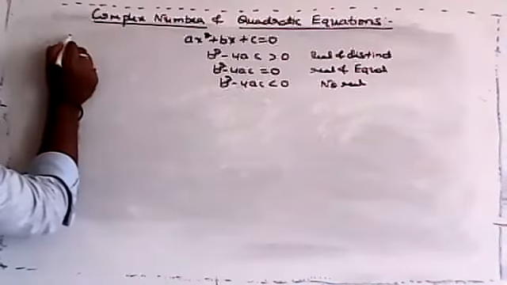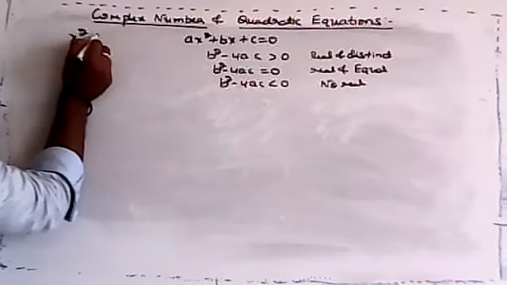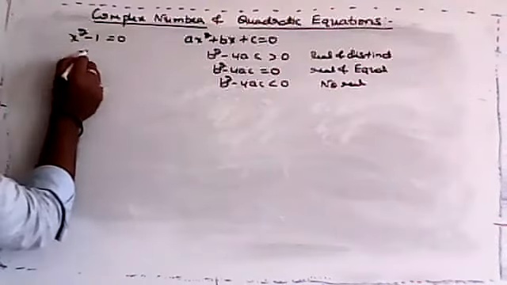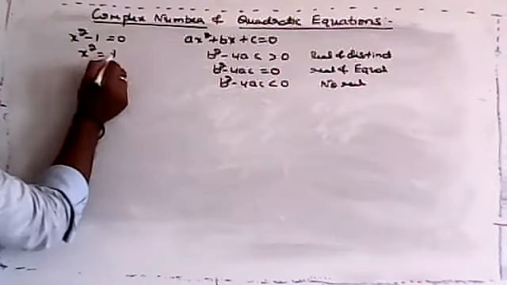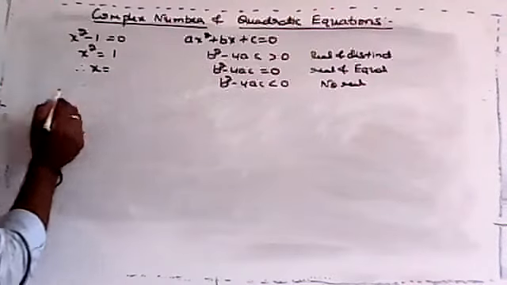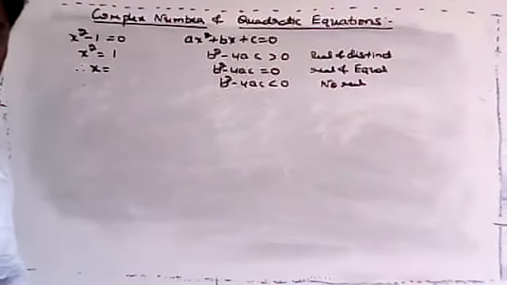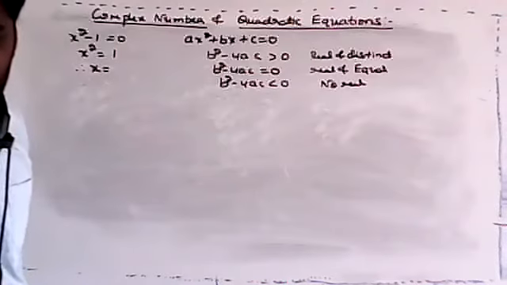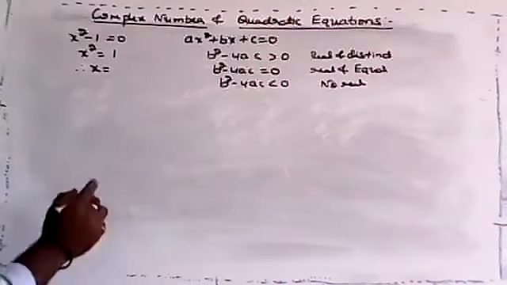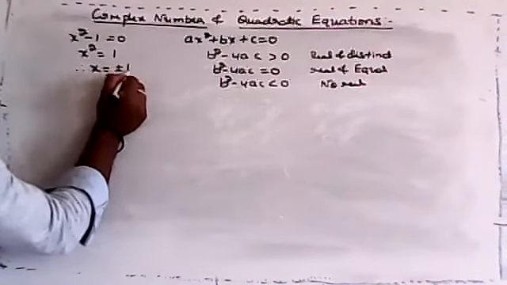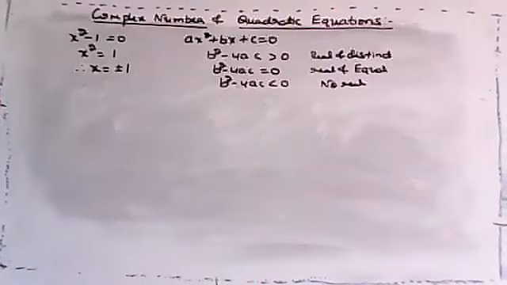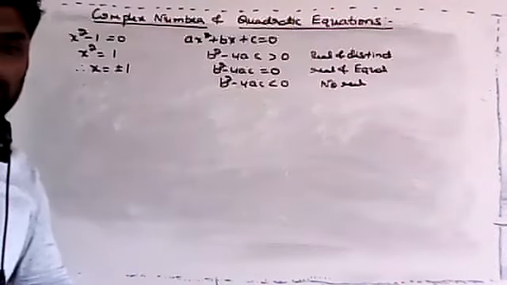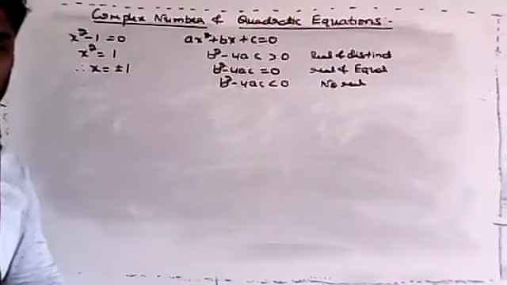I'll consider the equation x square minus 1 equal to 0. That time we write x square equal to 1, no? Therefore, x equal to what? Plus or minus 1 we are writing. Root of 1 is nothing but plus or minus 1, right?